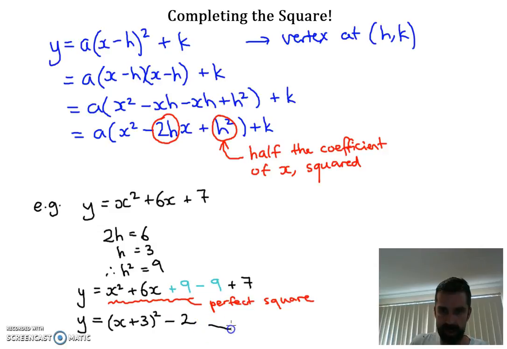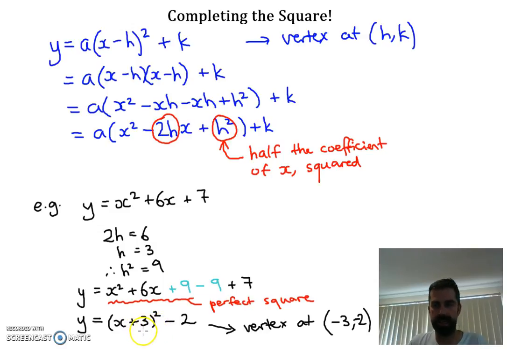So from this, if I wanted to know my vertex, I could say that it's at -3 and -2. Because remember, if we go back to our vertex form, it's x take h, whereas I've got x plus 3, so adding 3 is the same as taking -3. So h is -3 and k is -2. Okay, so now we've got it in vertex form. I'll do another example in a moment.